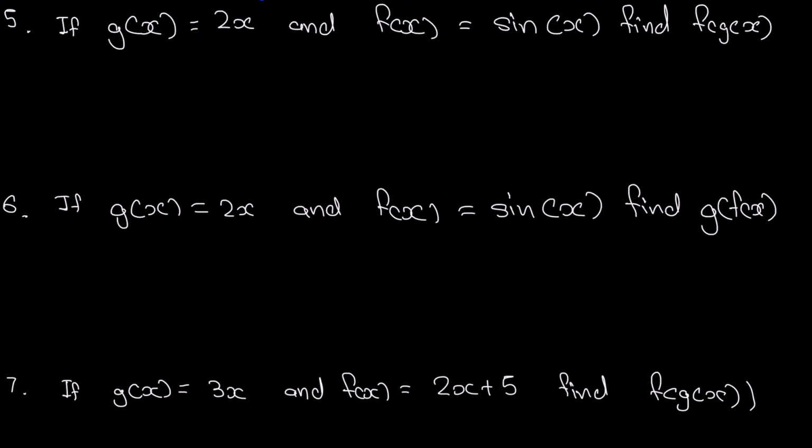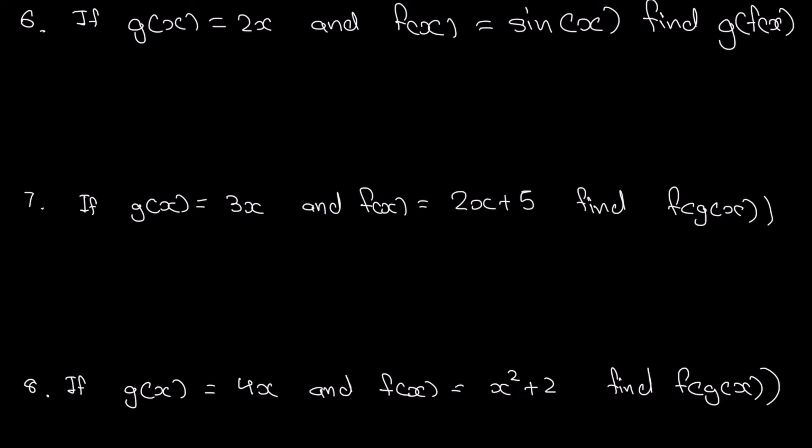The next question: if g of x is equal to 2x and f of x is equal to sine x, find f of g of x. So again, we want to put f on the outside, and we want to substitute our g value inside. 2x is equal to, and we equate it to our f of x, which is sine x. Then we substitute this into the x value, and this equals sine 2x.